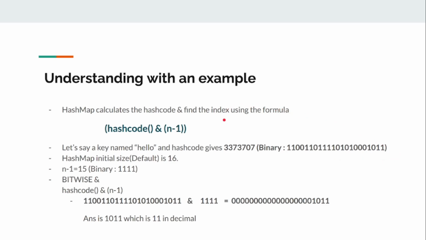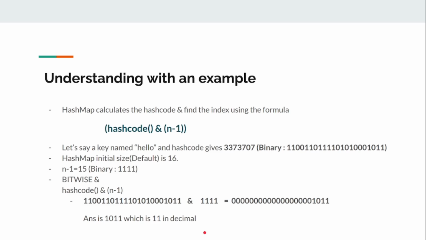Now the second step is using this hash code in a formula. This is the formula we're talking about: a bitwise AND operation between the hash code and n minus 1. As I've already mentioned, when we initialize the hash map, it creates an array of size 16, so this 16 is n. So n minus 1 equals 15, which in binary is 1111. We simply apply this formula, hash code bitwise AND 1111, which results in 1011, which is 11, right?